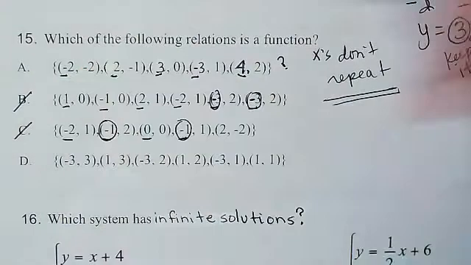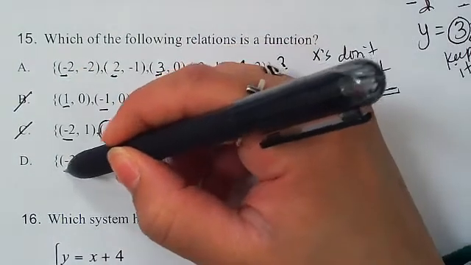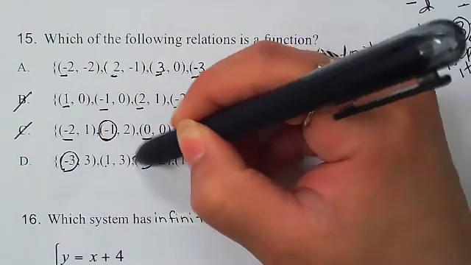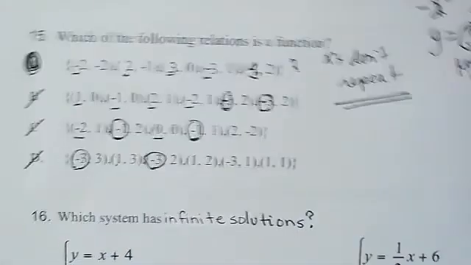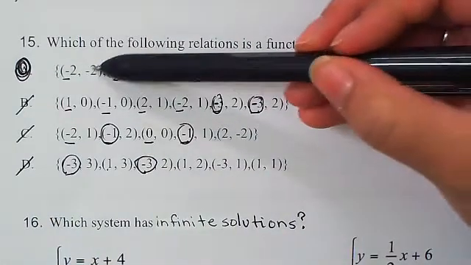-2, -1, 0, -1. There you go. X is repeated there, not a function. -3, 1, -3, not a function. So the only one where the x's did not repeat is A.